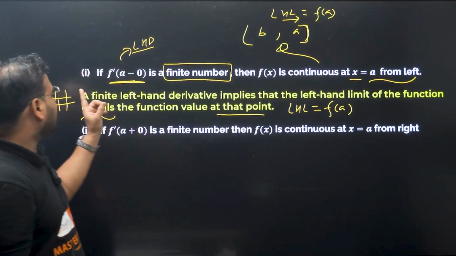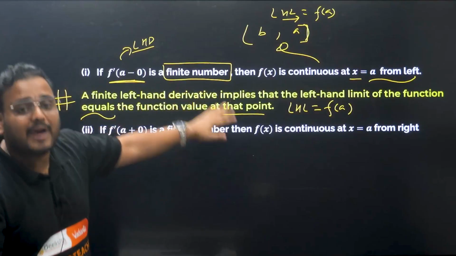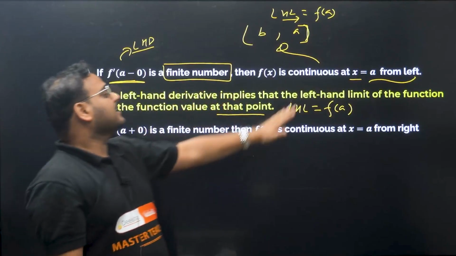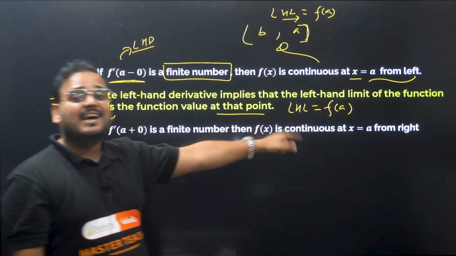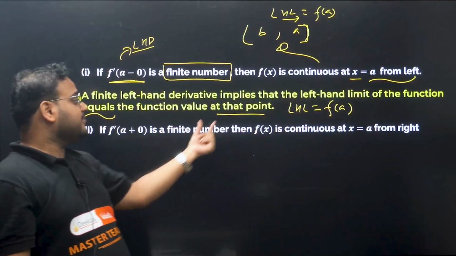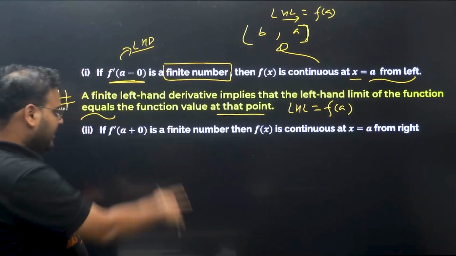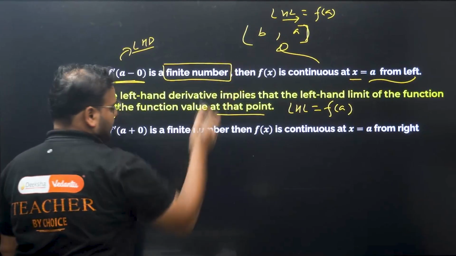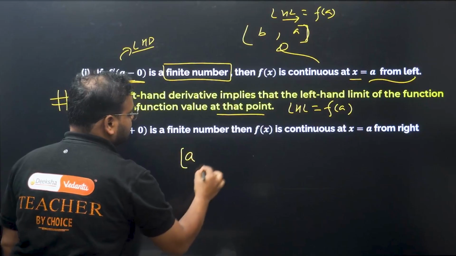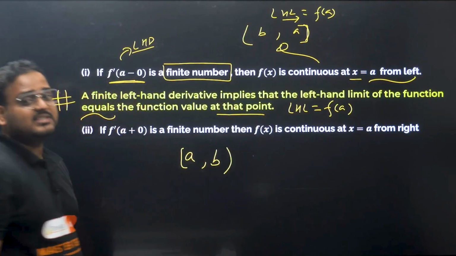Please check. So a finite left hand derivative tells us that the left hand limit of the function is actually equal to the function value at that point. And in the second case, this thing changes. It is a inclusive b. In this case, what happens?